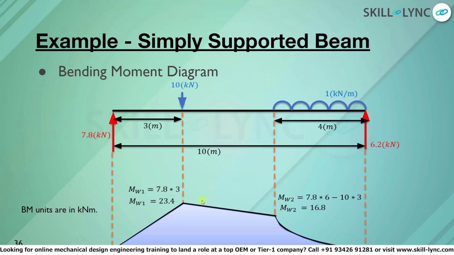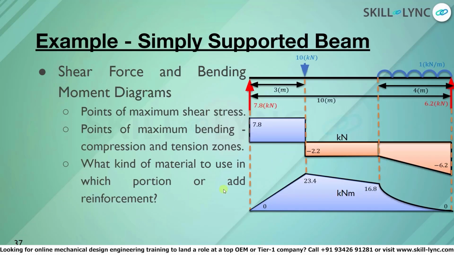Similarly, we will now calculate the net bending moment at W2, or the starting point of the uniformly distributed load. Again, we will take all the loads that are acting on the left section of the beam. Thus, MW2 will be equal to 7.8 into 6 minus 10 into 3. So our net bending moment at W2 will be MW2, which is equal to 16.8 kilonewton meter. If we connect all these points, we will get the bending moment diagram for the simply supported beam. Since this entire section is positive, we will be depicting the bending moment diagram using the violet color.